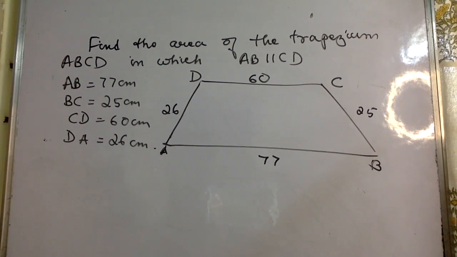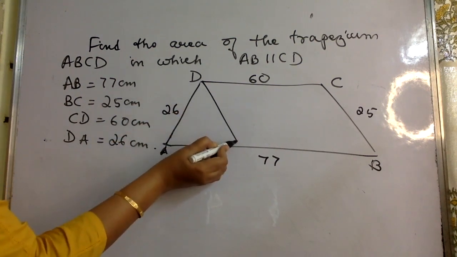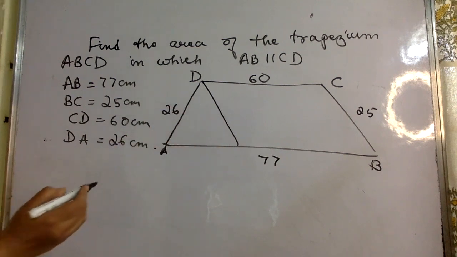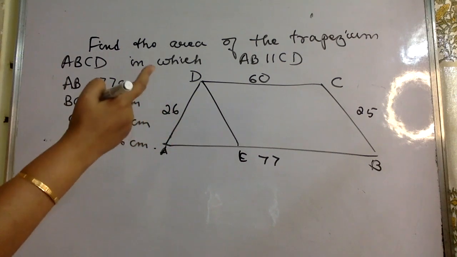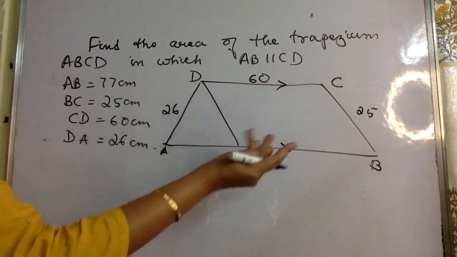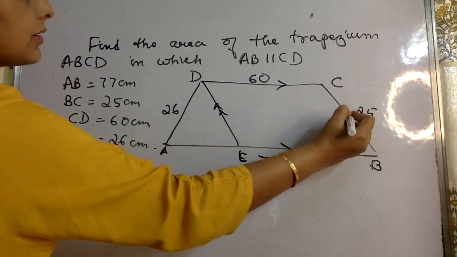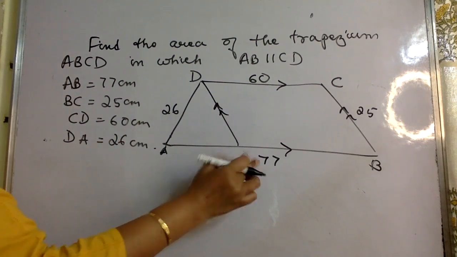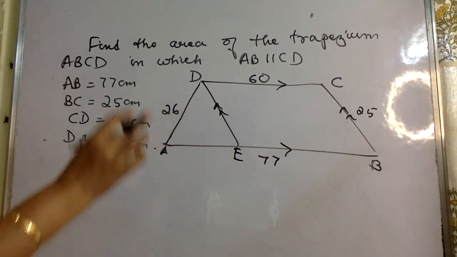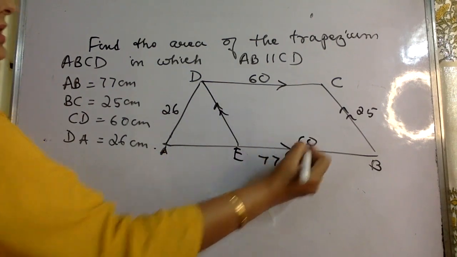Now what to do? Here it requires one small construction. We'll do one construction where we'll try to make this line that I just made parallel to CB. This is already parallel. These are the two parallel sides they have told. These two I have made parallel just to make a parallelogram. Why did I make a parallelogram at all? I made a parallelogram just to make CD equal to EB. So EB is 60 now.